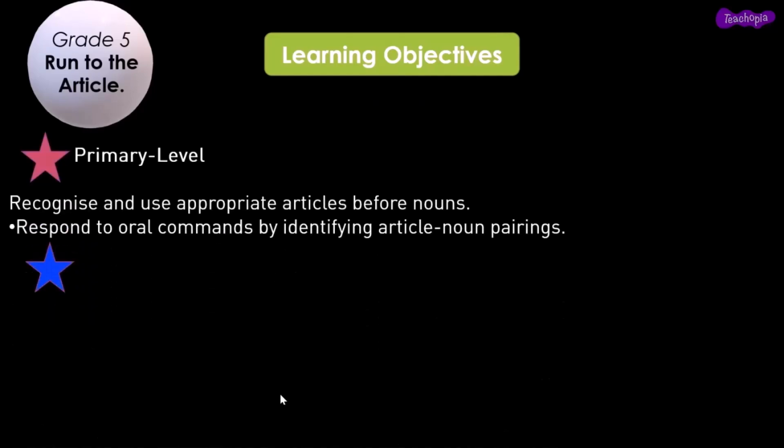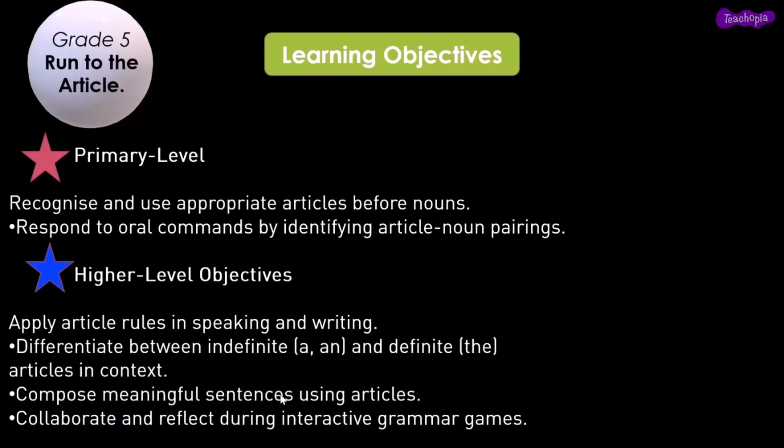At the primary level, we expect the learners to recognize and use appropriate articles before nouns, respond to oral commands by identifying article-noun pairings. At the higher level, the objectives would be apply article rules in speaking and writing, differentiate between indefinite, that is a, an, and definite, the articles in context, compose meaningful sentences using articles, and collaborate and reflect during interactive grammar games.